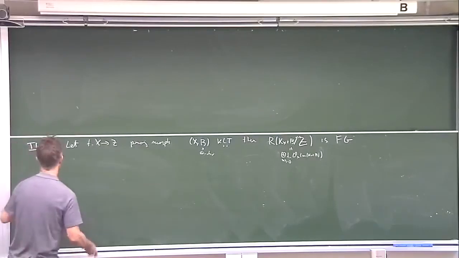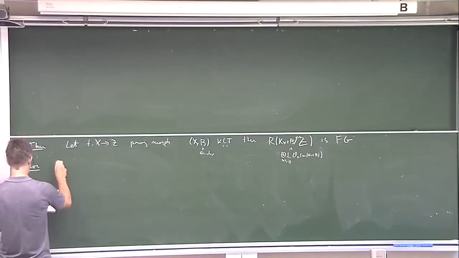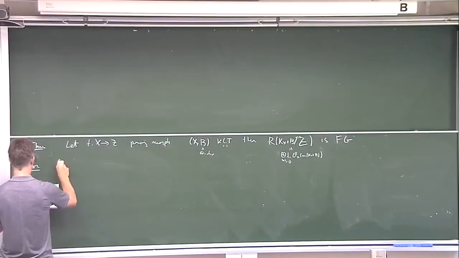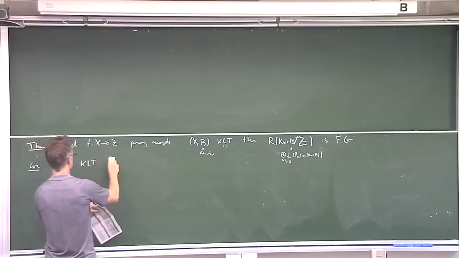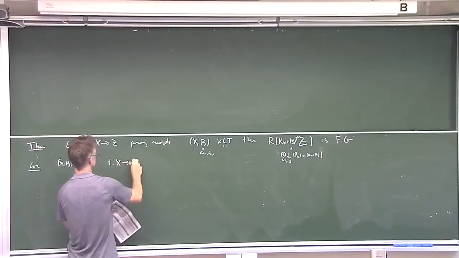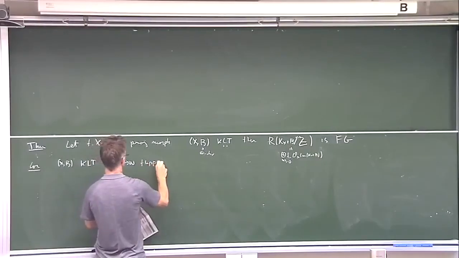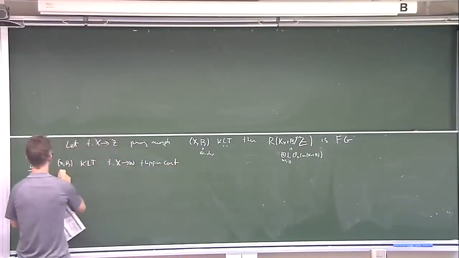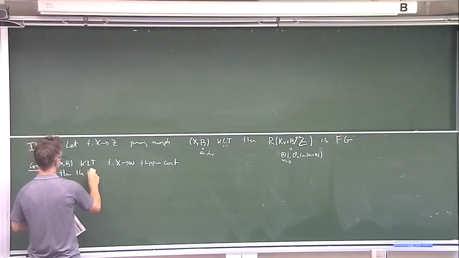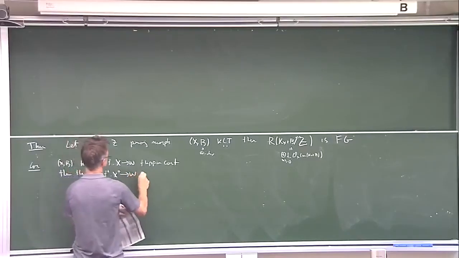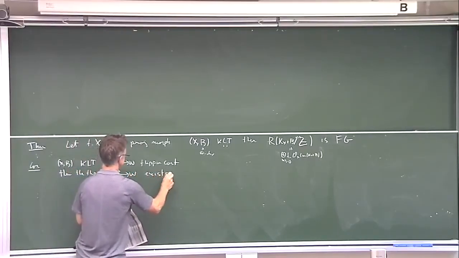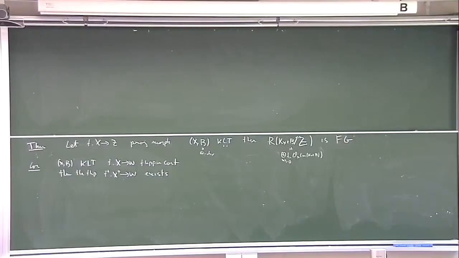So the next one is the following corollary. Suppose that (X,B) is KLT. f from X to W is a flipping contraction. Then the flip, let's call it f^+, from X^+ to W exists. Right, so flips exist in full generality because if I state the finite generation theorem in this way, it includes the case of flips.